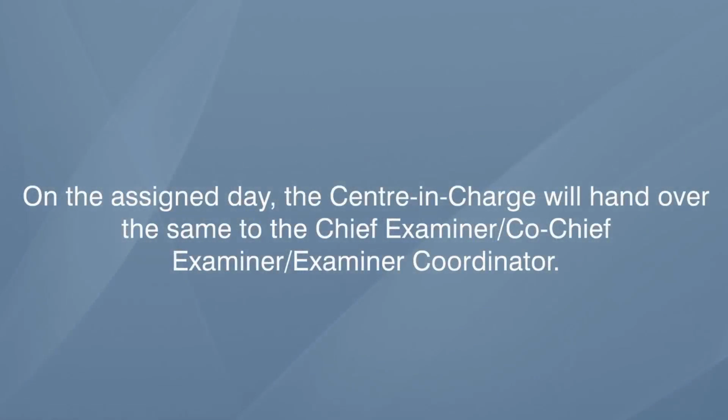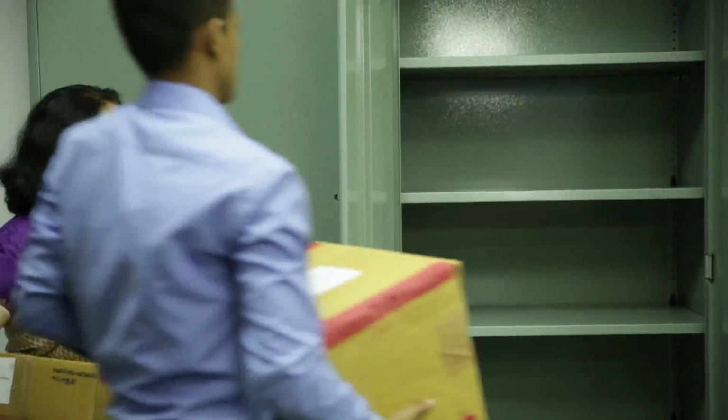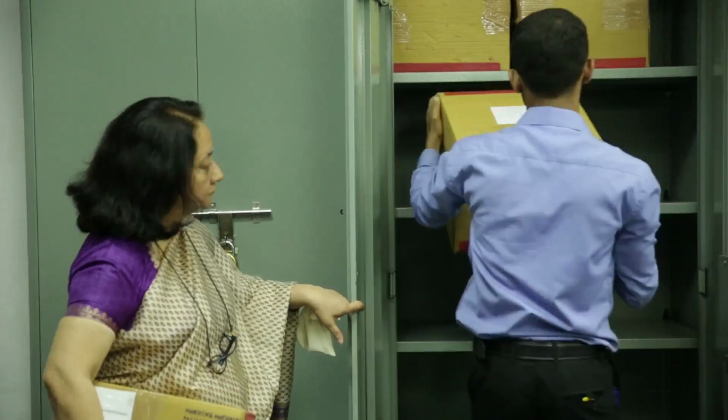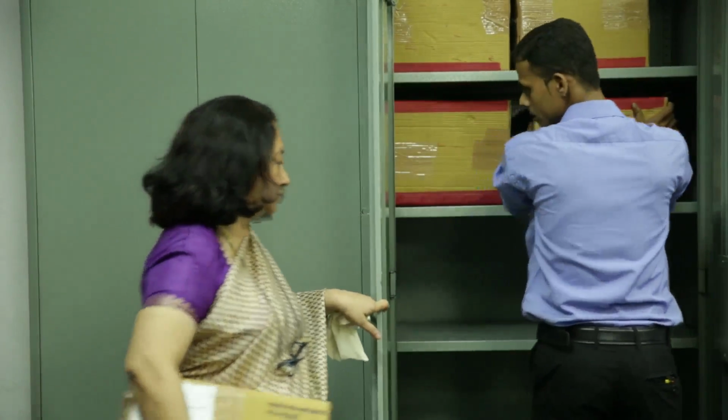The Council will courier the centralized marking material boxes to the center in charge, that is, the head of the school, well in advance. On the assigned day, the center in charge will hand over the same to the chief examiner or co-chief examiner or examiner coordinator. These boxes are to be kept in a steel cupboard in the hall or classroom, where the evaluation is to be conducted over the next 2 weeks or so.